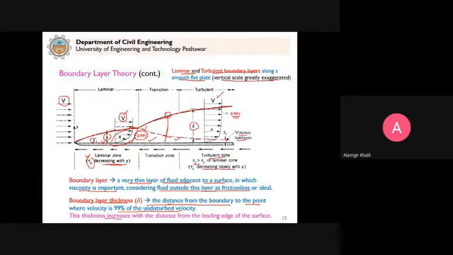This thickness increases with the distance from the leading edge of the surface. You can see here it is 0 here, and then it ever increases as we move towards the trailing edge. Now we are interested to calculate: how can I calculate the thickness of the boundary layer? How can I calculate the shear stress? How can I calculate the friction drag on this surface? That's why we study this boundary layer theory.